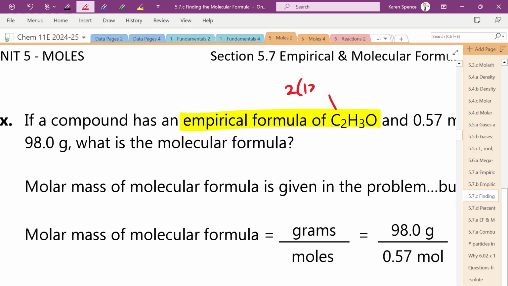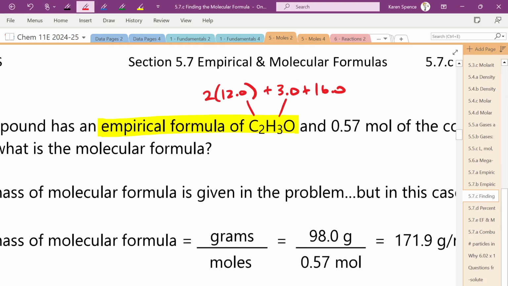We have 2 times 12 plus 3.0 plus 16 equals, that's what, 17 plus 24 is 37 plus 4 is 41. 41.0. Is that what you get? 43. Dang, you're right. It's 43. I can't do math. Thank you. That's why I have you guys here. 43.0 grams per mole. So that is our empirical formula, color-coded yellow here for our purposes.